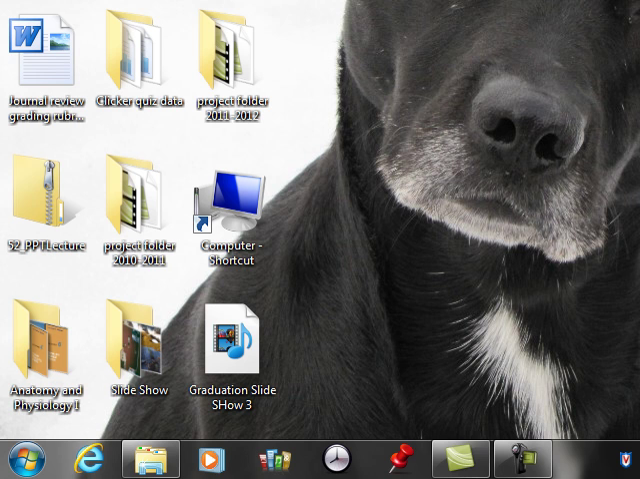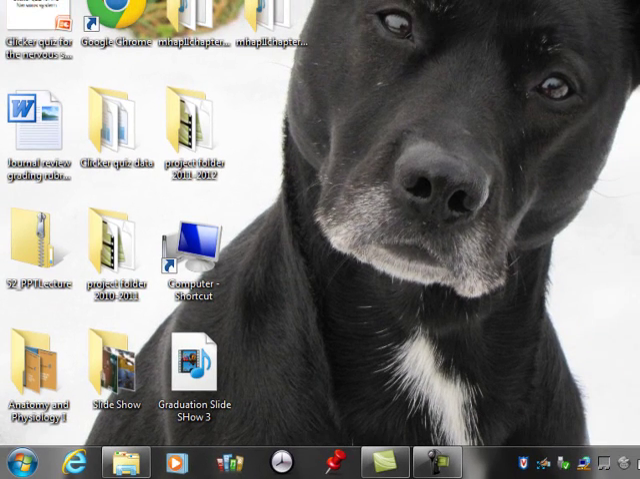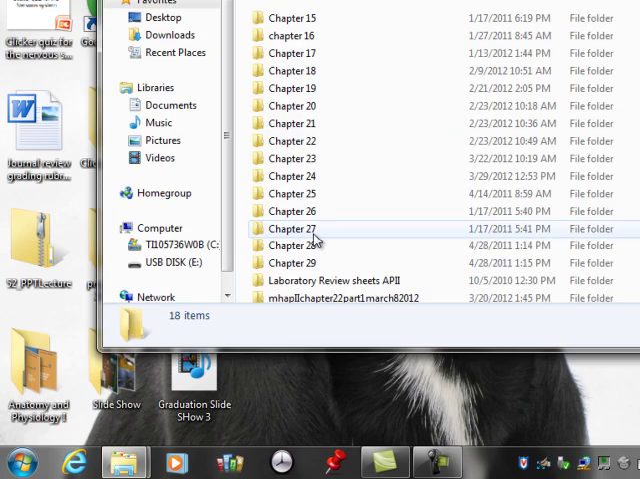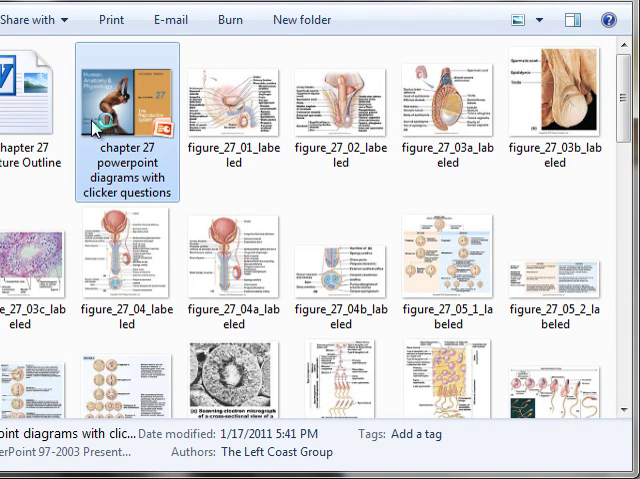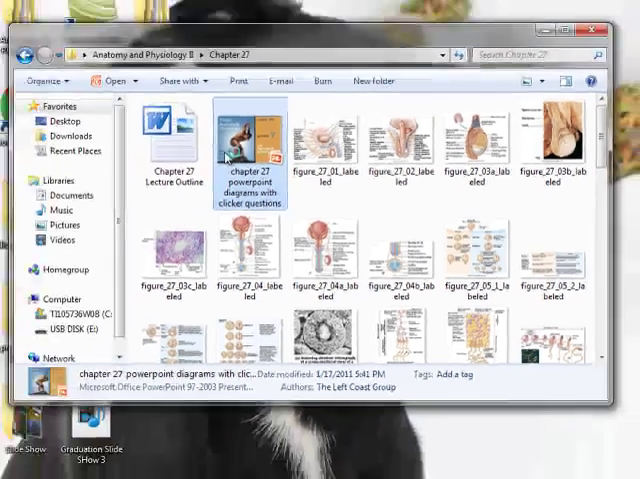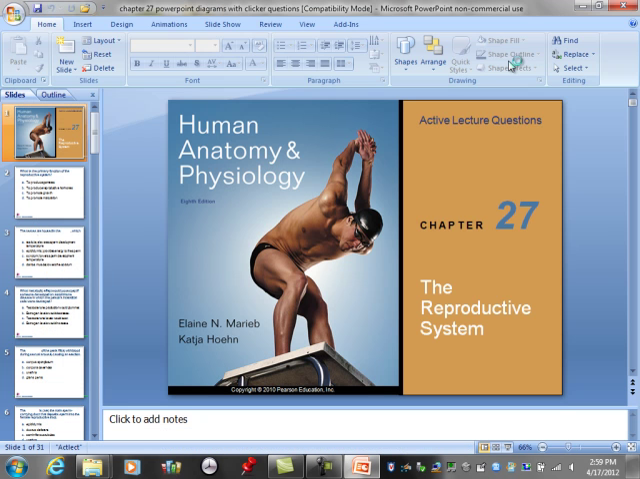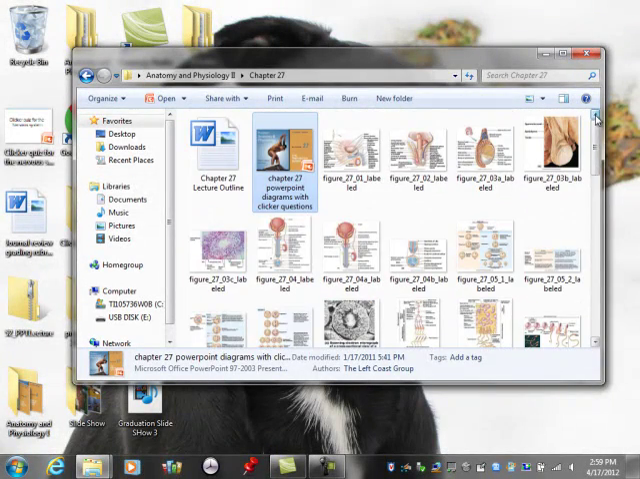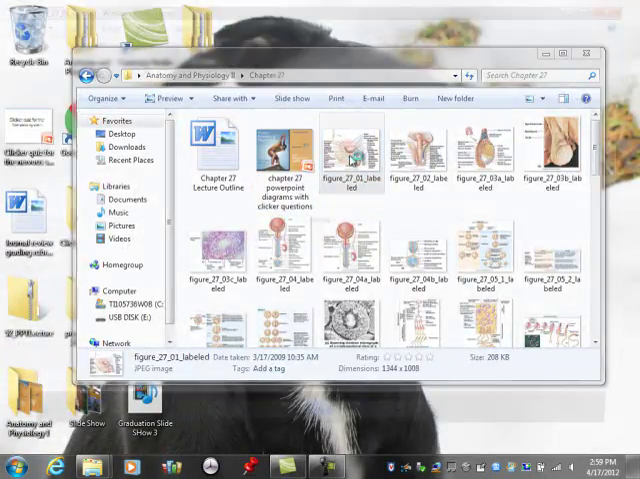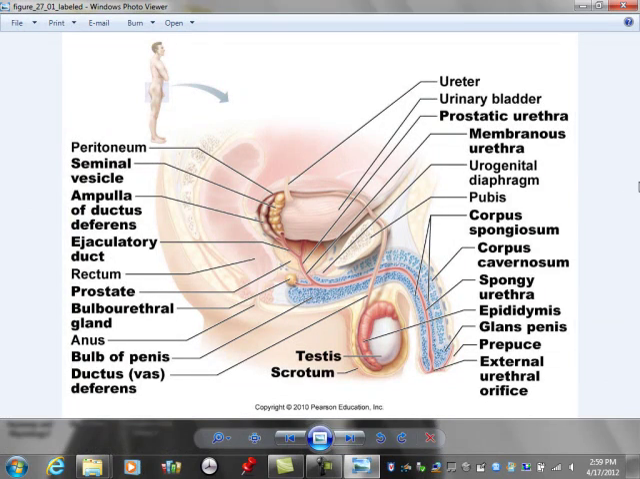Chapter 27. Now, chapter 27 is going to talk to us about the reproductive system in both males and females.